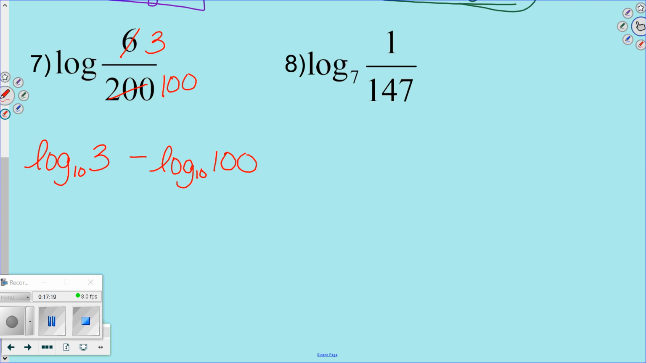Now, how important was it that you actually simplified that first? It's very important because now can I loopy swoopy anything? 10 to some power equal 3? No. 10 to what power equals 100? 2. Yeah, it's hard. You got to think in terms of exponents. 10 squared equals 100. Had I not simplified and I left that at 200, and I said 10 to what power is 200, you'd be like, I don't know. But 10 to what power is 100, that makes sense. So log base 10 of 3, I can't simplify, minus, and this just becomes 2.